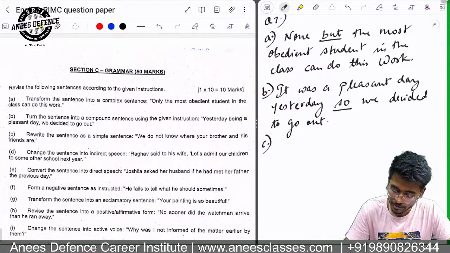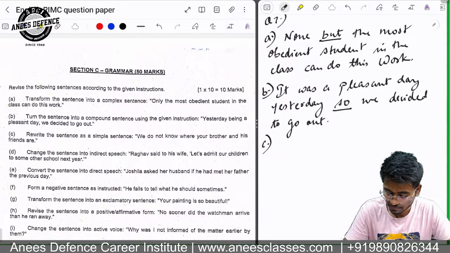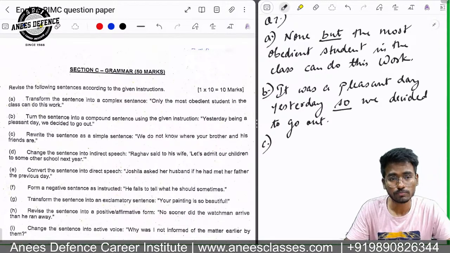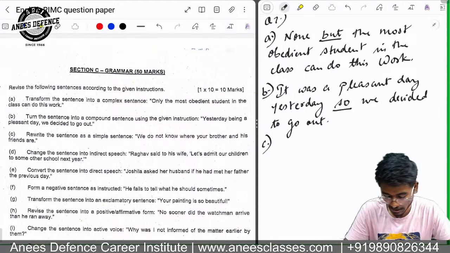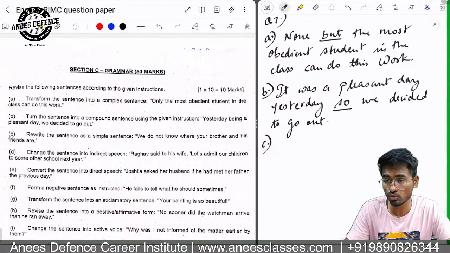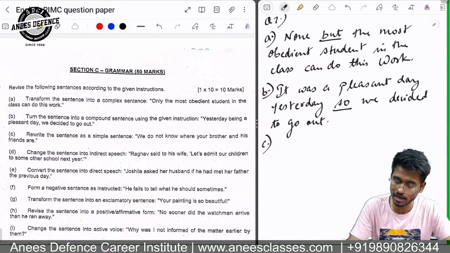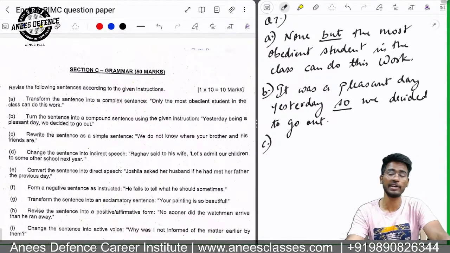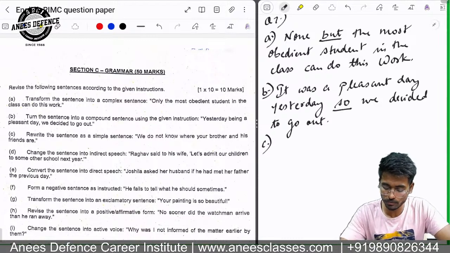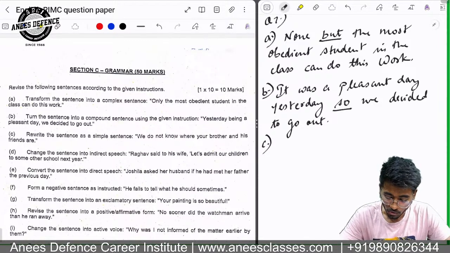Okay. Now where do you find a conjunction? We do not know where your brother and his friends are. Now look, the conjunction "and" here is used to connect two things, brother and his friends. So we can't remove this "and" because there are two different entities. But we can remove one thing, that is "where".